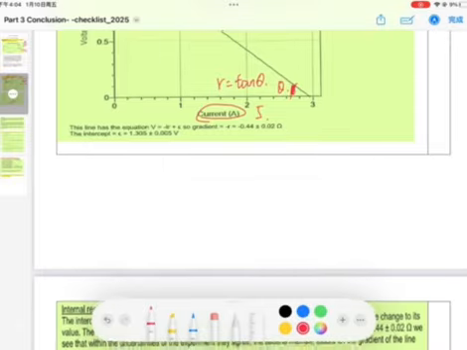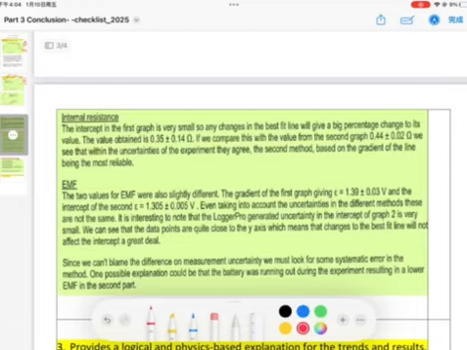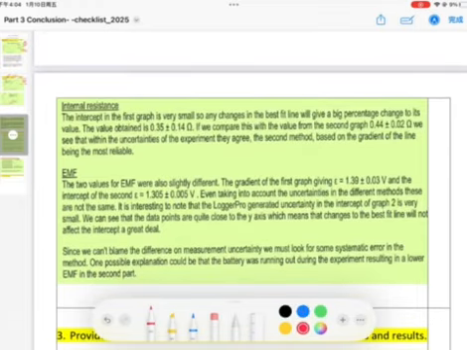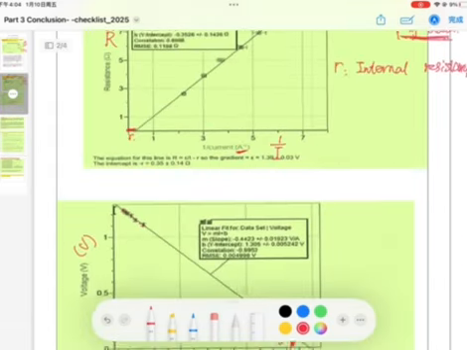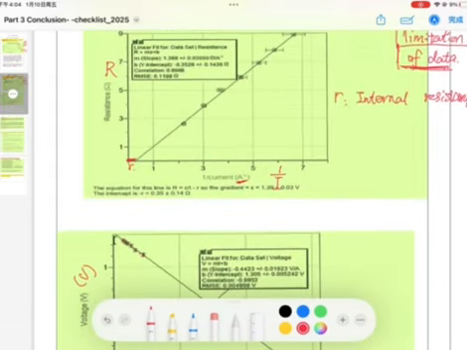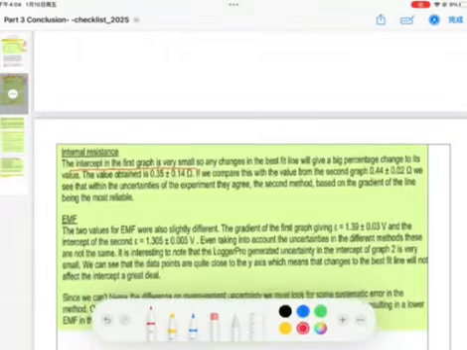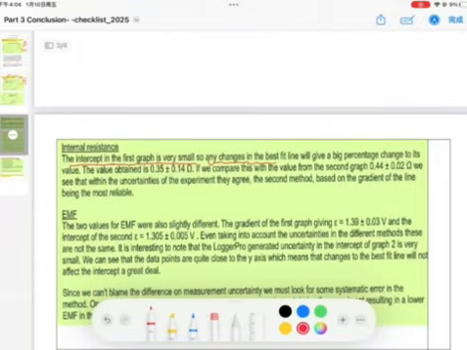Now, this is how he analyzes, okay? The intercept in the first graph is very small. If we look at the graph over here, the intercept is very small. So any changes in the best fit will give a big percentage change to its value.